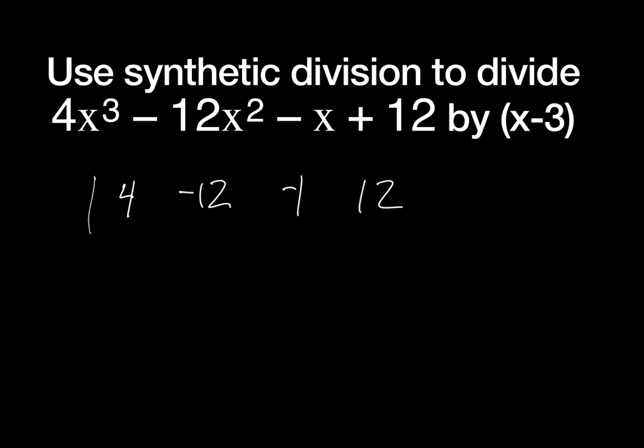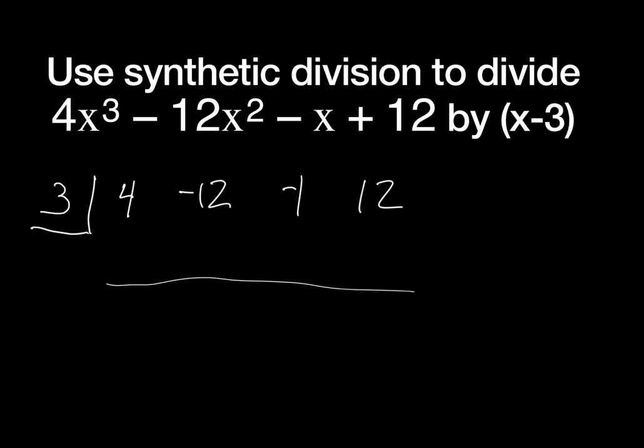And then, when doing synthetic division, the number that goes here is whatever makes this 0. So it's the 0 of the function. What makes this 0? If I put in 3 for x, I'd have 3 minus 3, that's 0. That's what I put in here. And that's why it's addition, not subtraction.